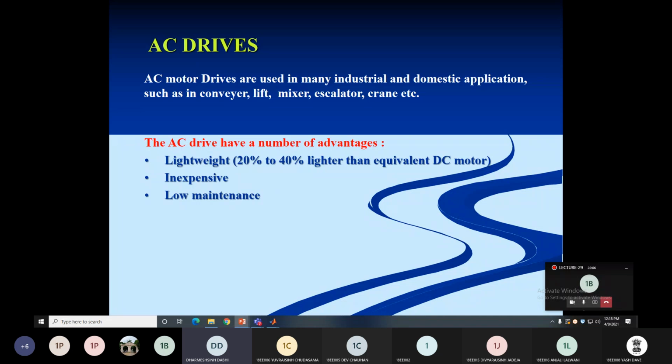The third advantage is that low maintenance is required. The AC motor requires less maintenance as compared to the DC motor. As you know, in the DC motor there are brushes and sparking happens in the commutation, so you require continuous maintenance of the DC motor, whereas it is not required in AC motors like the induction motor.